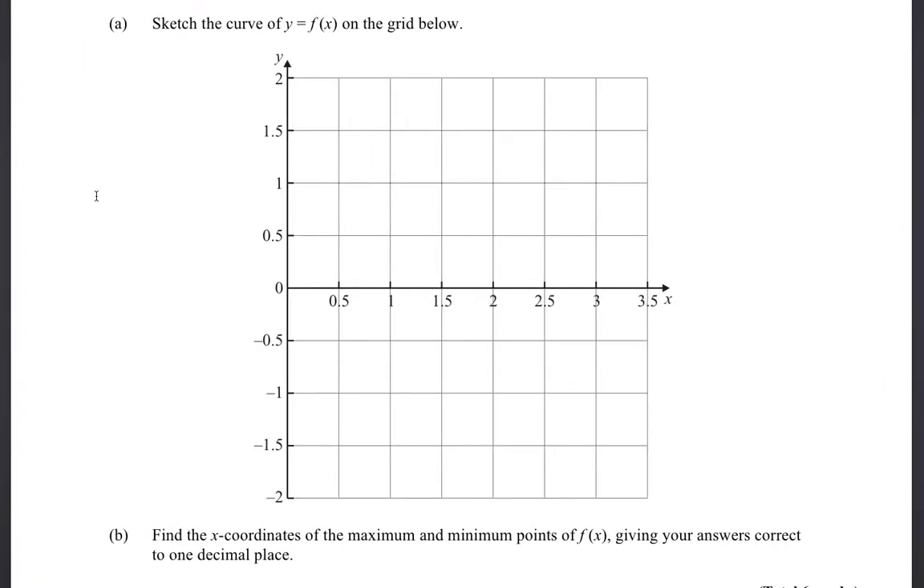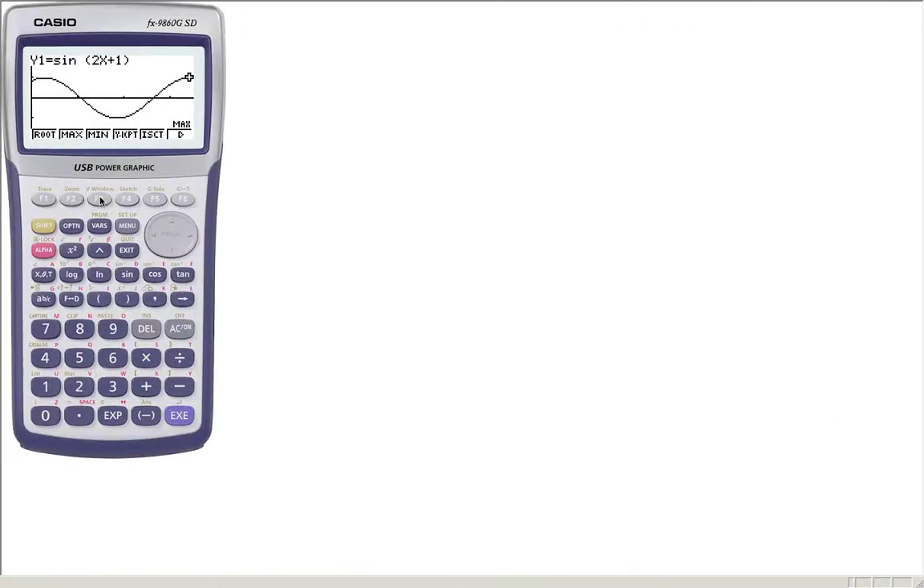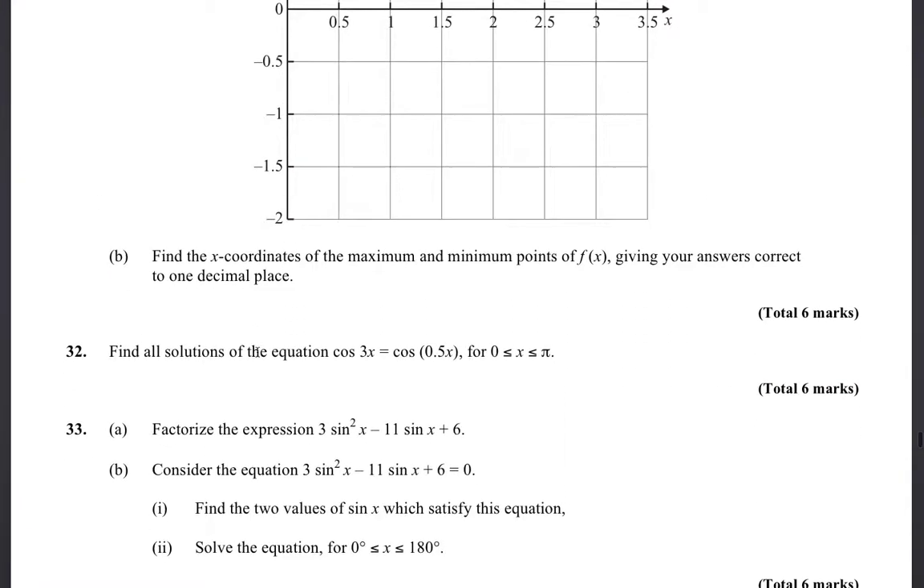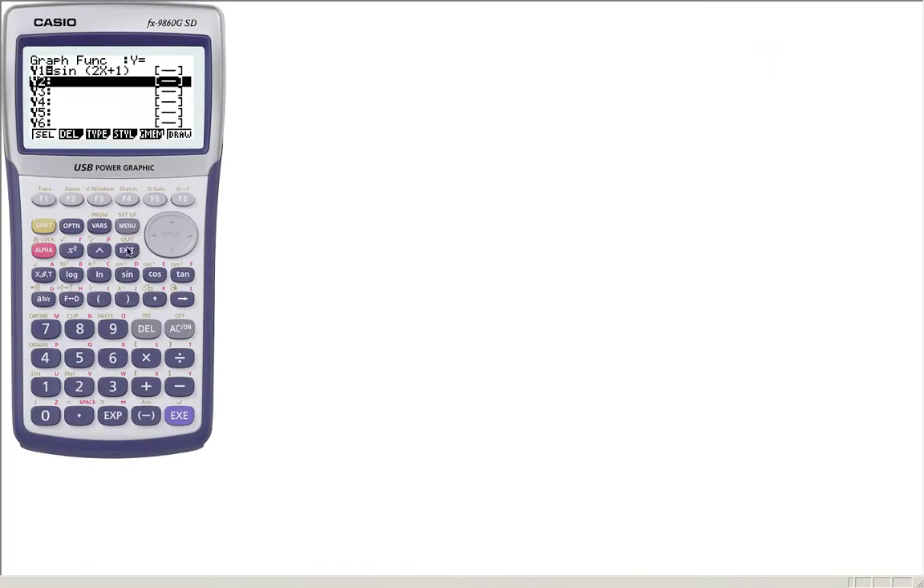Let us find the minimum value. They have asked only the x coordinate. So minimum, the answer is 1.9. Yeah, so that is fine. Yeah, so this sum is over. Let us go to the next problem.